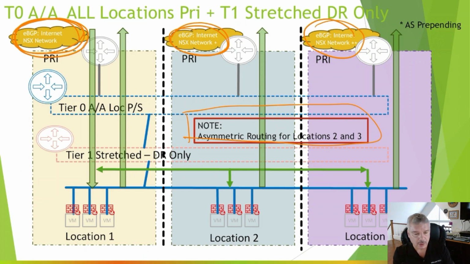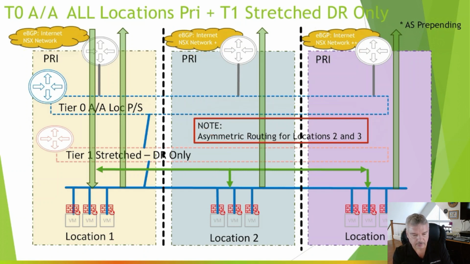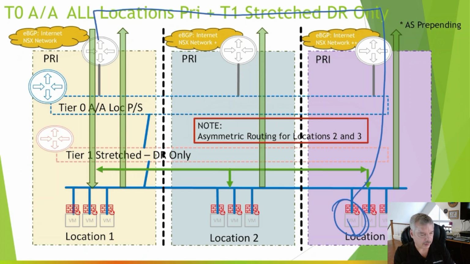Now, this obviously introduces asymmetric routing because, again, if you got a VM over here, I'll use blue. Location 3 wants to talk to the outside world. It comes out. It's going to come across like this, back in this way, and across. Okay. Again, any physical firewalls at the top there generally don't like that, and they'll drop it. Okay. So that may be an issue.